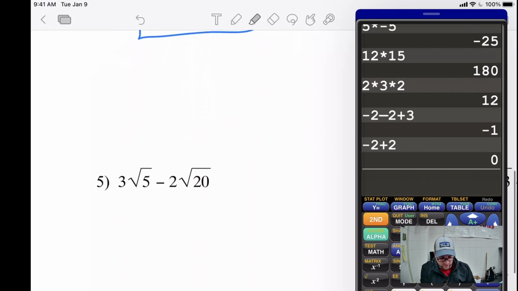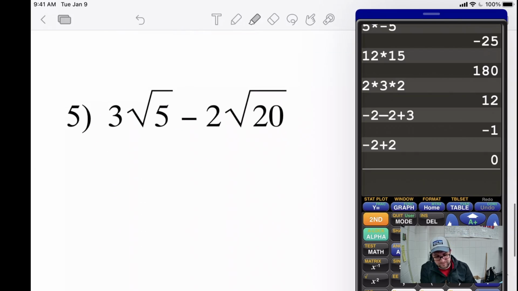Let's do another one. Let's look at problem number 5 for a minute. Right now, they definitely do not have like radicals. One has a 5 and one has a 20. But here's what we do know. We do know how to simplify radicals. And if you can simplify a radical, you always should, because even if you can't combine them, we want to make our answer as simple as possible.